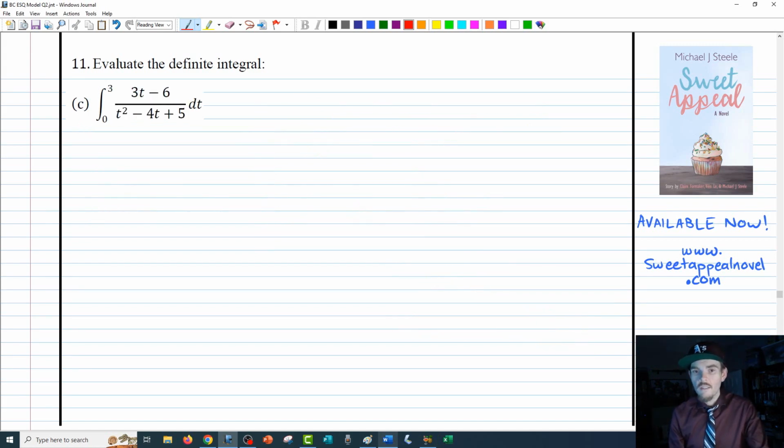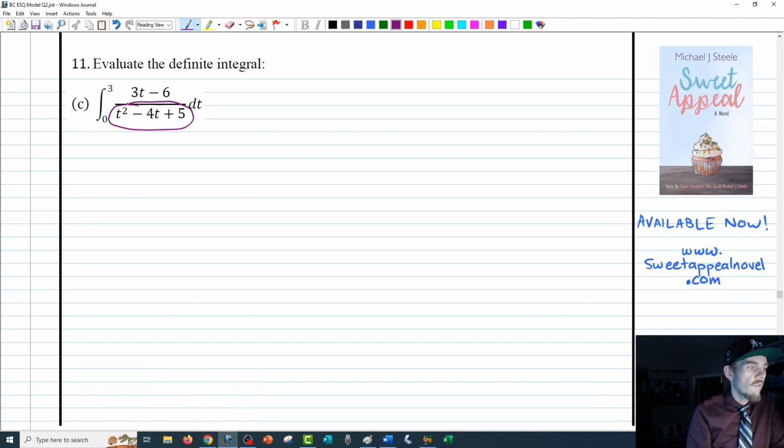Question C in question number 11. I'm hoping this will be our last one. This is another substitution problem, but I think it's specifically related to a different type of function. So in this case, trying to decide what technique to go with, like what made me think of u substitution already: the derivative of the denominator is 2t minus 4, or a multiple of t minus 2, and I see a multiple of t minus 2 up here.